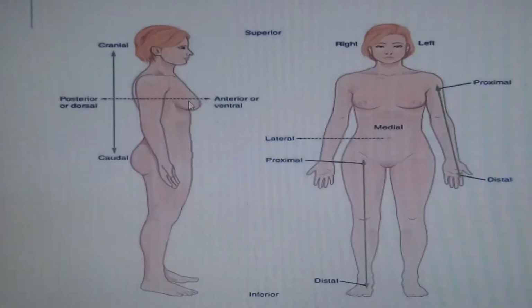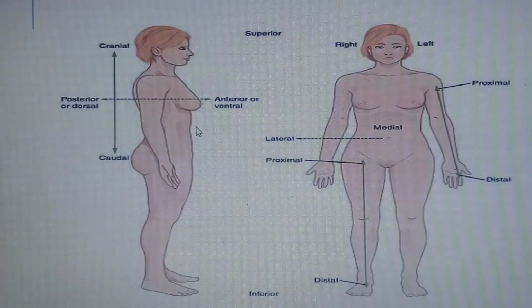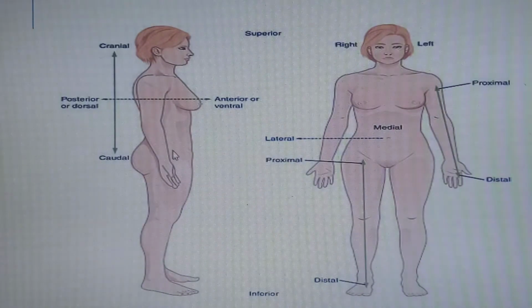Now again, the ventral part of the body is known as the anterior portion. That's where the belly is. The front part of the body is known as anterior or ventral. Then the back side is known as dorsal or posterior part. We have to know these ones.